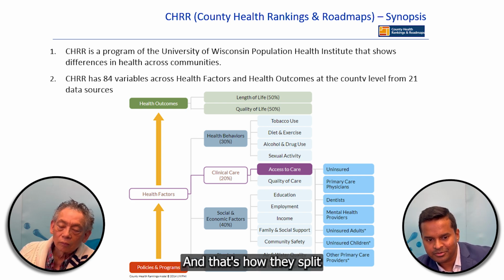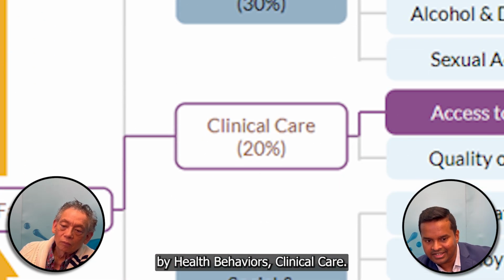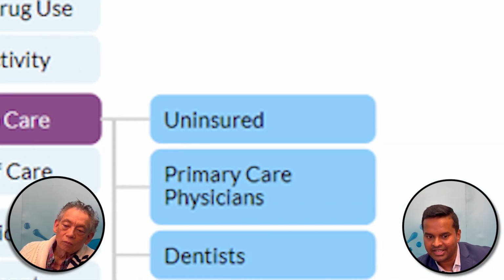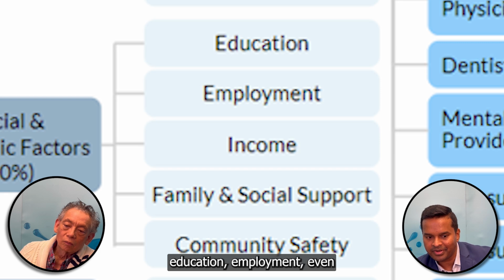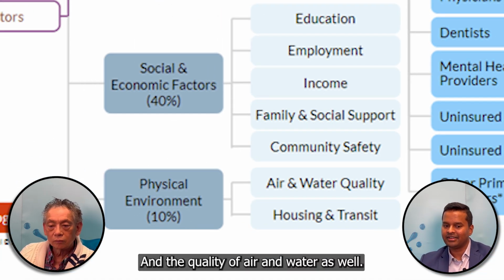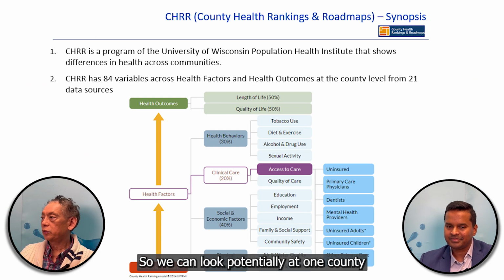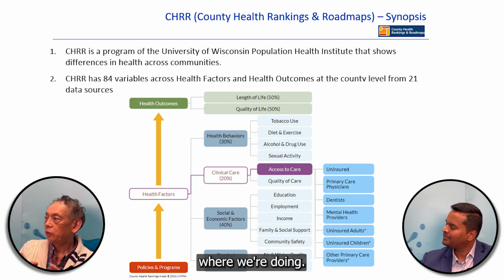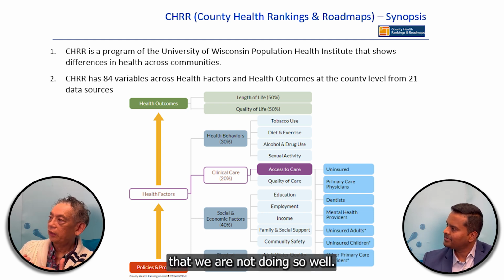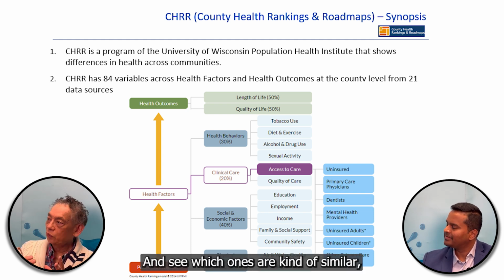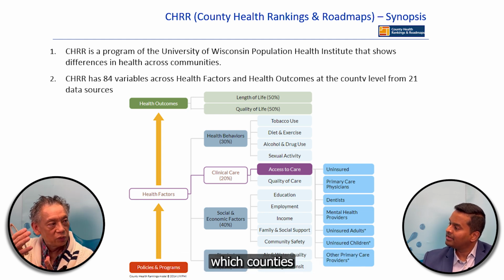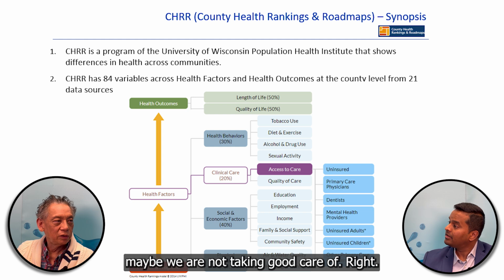And that's how they split by health behaviors, clinical care, like how they are having access to care, uninsured population, education, employment, even the socioeconomic factors, and the quality of air and water as well. So we can look potentially at one county, or several counties, where we're doing very well, and then other counties where we're not doing so well, and see which ones are similar, like a lookalike model, to project out which counties we should be going after that maybe we're not taking good care of.